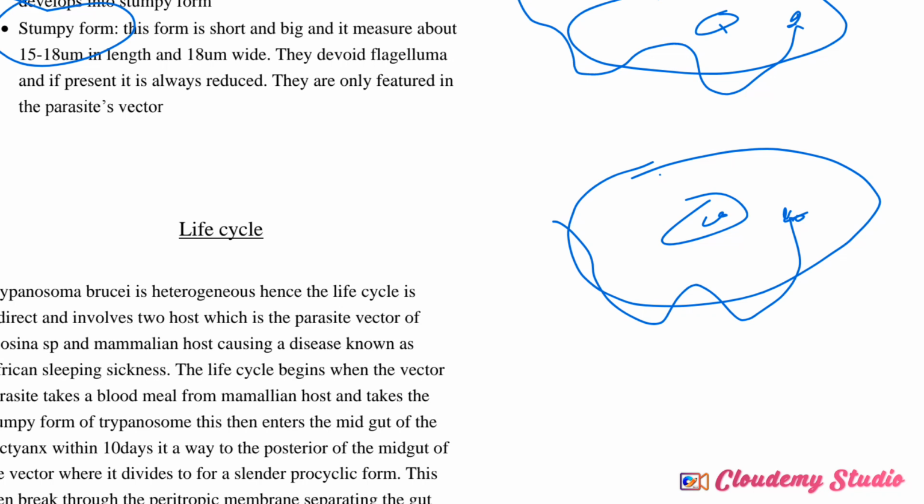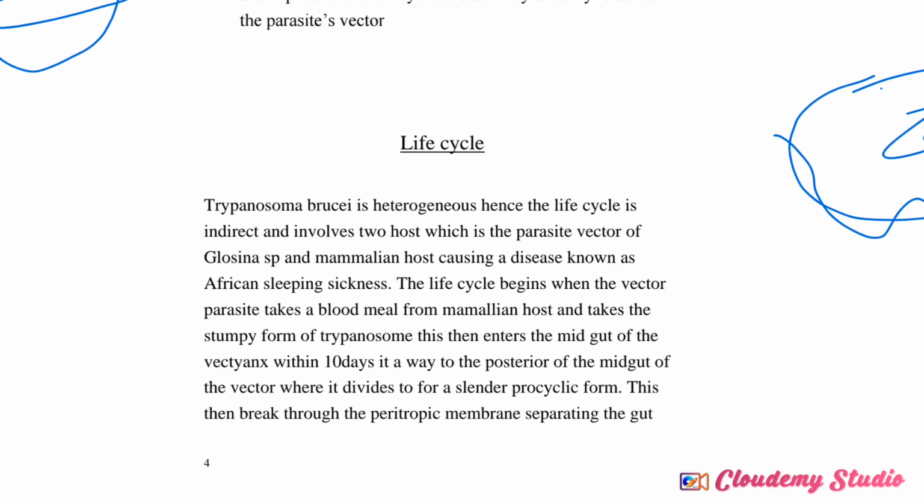Now let us talk about their life cycle. The life cycle of Trypanosoma brucei, because all of them have similar life cycles. So let me just talk about Trypanosoma brucei as a whole. Just know that if I'm talking about Trypanosoma brucei, I'm talking about the three trypanosoma complexes, which are Trypanosoma brucei brucei, Trypanosoma brucei gambiense, and Trypanosoma brucei rhodesiense.